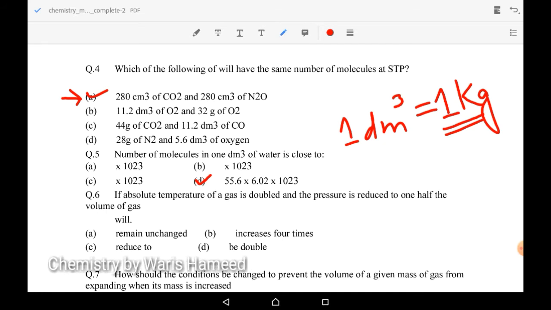6 MCQs. If the absolute temperature of a gas is doubled and the pressure is reduced to 1/2, what happens to the volume? We are increasing the temperature, so the volume should increase, and reducing the pressure also increases it. So we can say that the volume of the gas will increase 4 times.